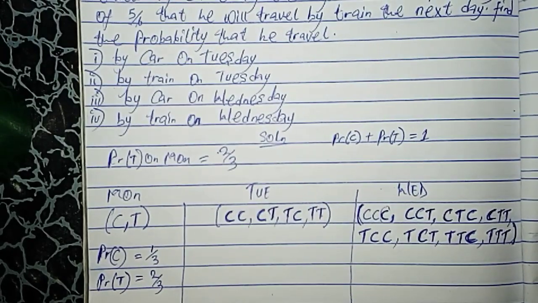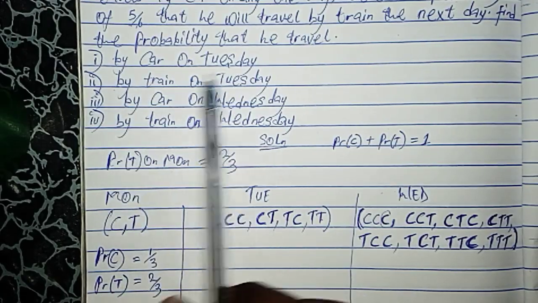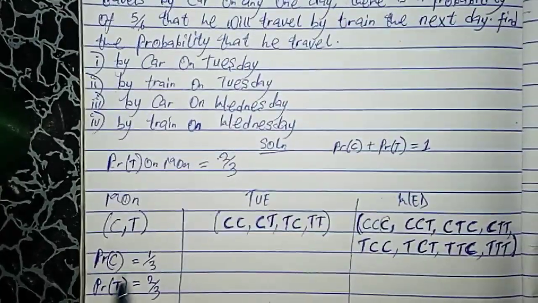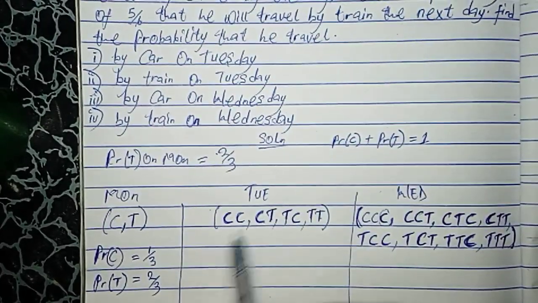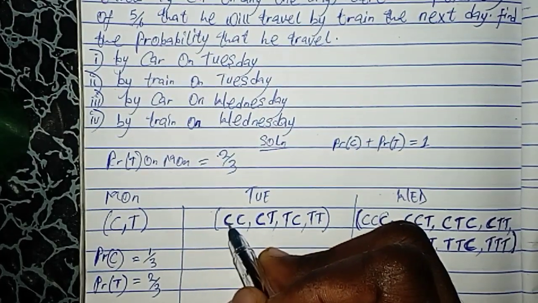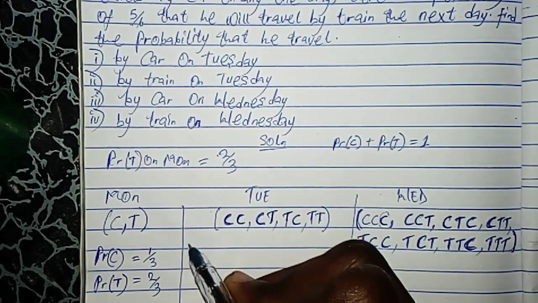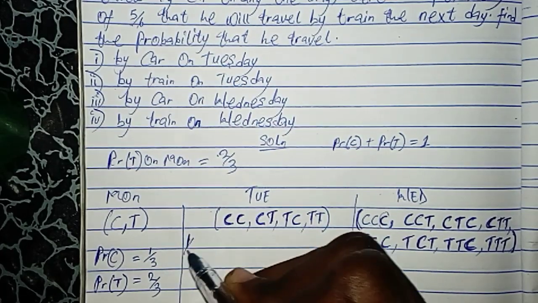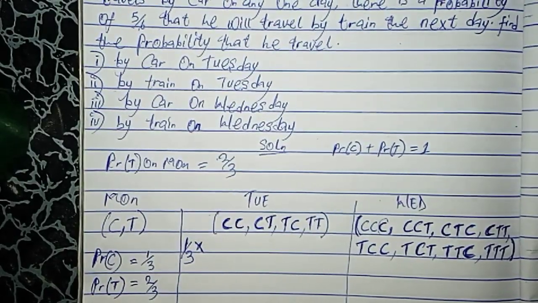Now, for Tuesday, we are actually asked from the question the probability of him traveling by car on Tuesday, by train on Tuesday, by car on Wednesday, and by train on Wednesday. We are not asked for this, but we absolutely need this. For Tuesday, the probability of him traveling by car on Monday multiplied by the probability of him traveling by car on Tuesday. Probability of traveling by car on Monday is 1/3, times the probability of him traveling by car on Tuesday, which we don't know.